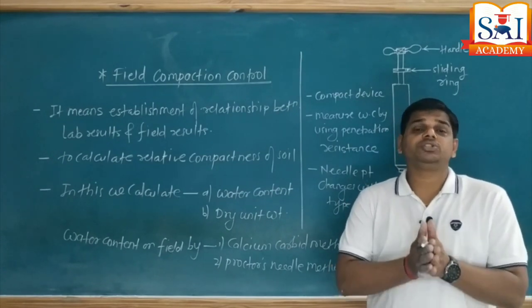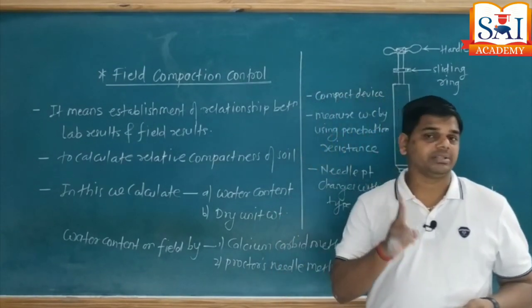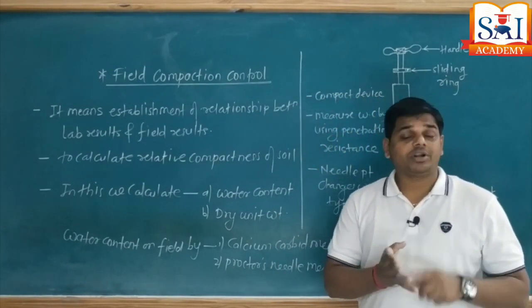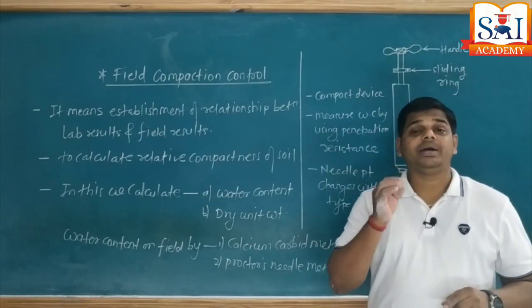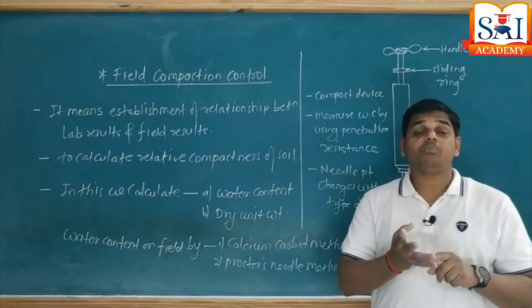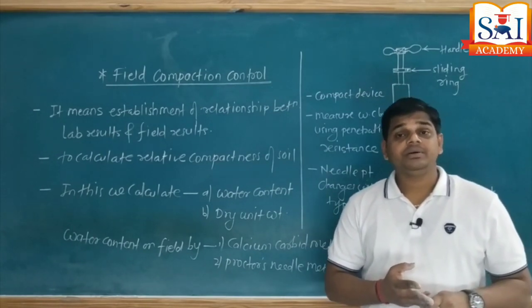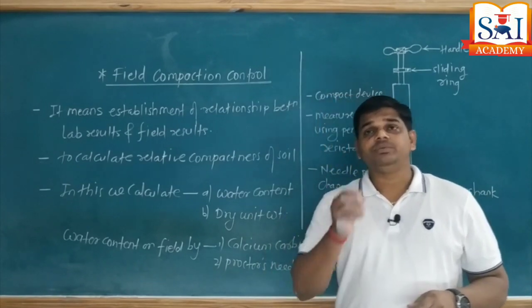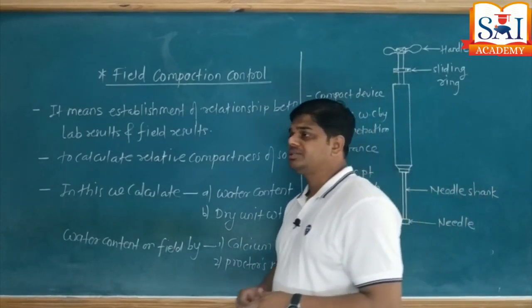We want results in the shortest time, and for the shortest time with accuracy we have two methods. The first one is water content determination by using the calcium carbide method, that is the hydrometer method or moisture meter method, and the second one is the Proctor needle method. Generally we prefer the Proctor needle method. So what is the Proctor needle method?